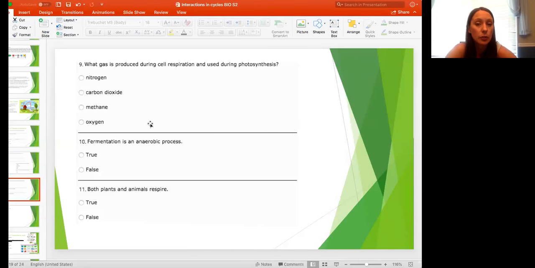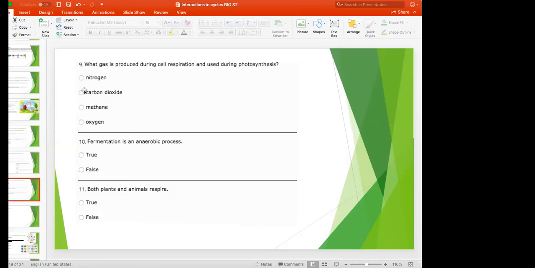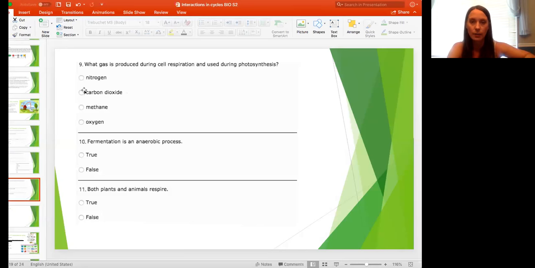Let's go here. What gas is produced during cell respiration and used during photosynthesis? So when we breathe out, when we exhale, what are we giving off? And what do plants take in? I want to say carbon dioxide again. You're right. That's right. I'm really getting that carbon dioxide in today, huh? So during cell respiration, the gas that we give off as a byproduct is carbon dioxide. And during photosynthesis, those plants take that carbon dioxide in. Win-win situation.